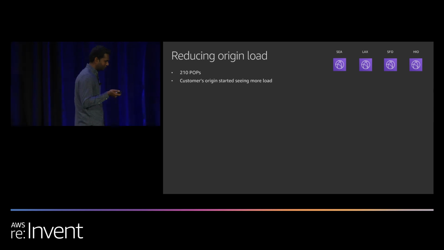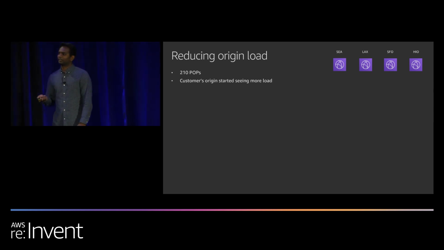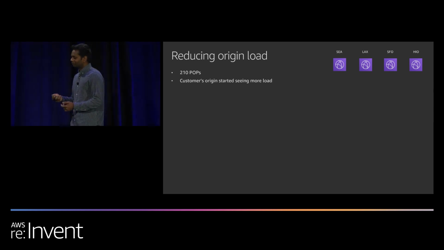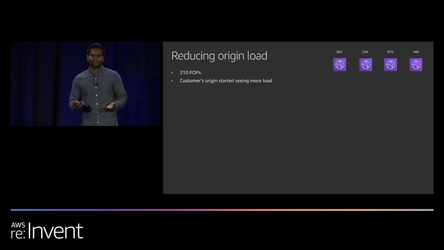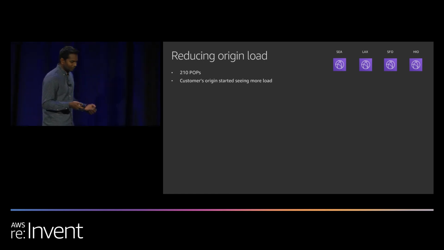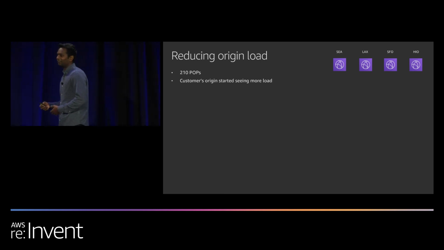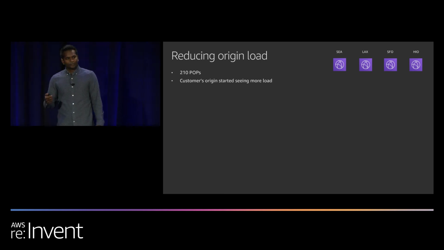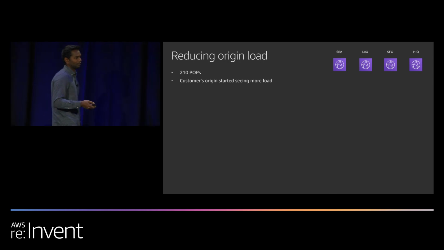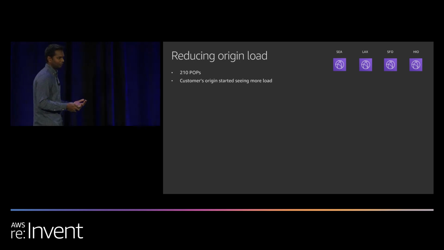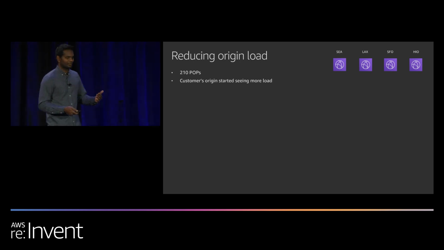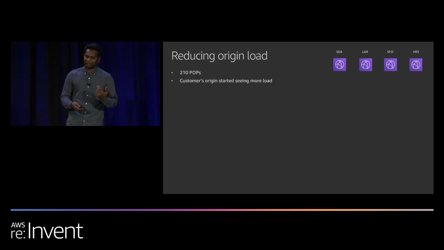So I mentioned we also work on reducing the load on your origins. But we have to understand why we had to go and do that. We have 210 POPs today, and if we come and talk about CloudFront next year, it wouldn't be 210. I'm pretty sure it's going to be a way bigger number. And every year, we keep building more and more POPs, which means we're getting closer and closer to our customers, which is great because they get the lowest latency and the content is delivered much faster.